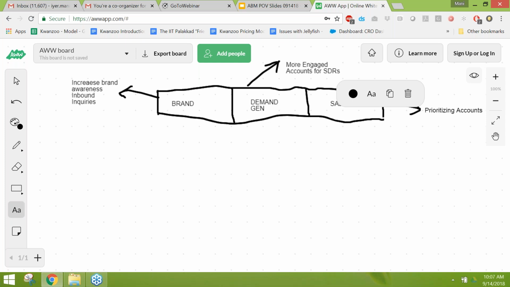Now another key component is, if brand awareness is really about bringing in more inbound inquiries, more of a top of funnel tactic, and demand gen is more engaged accounts, or SDRs, maybe more of a mid funnel tactic, then with sales, oftentimes we see them really trying to accelerate late stage pipeline. So besides account prioritization, which is always the case, the other thing I would write up here is accelerate late stage pipeline, because it would be a different goal, different tactics, different messages to put out, different content, different offers. So these are key drivers.